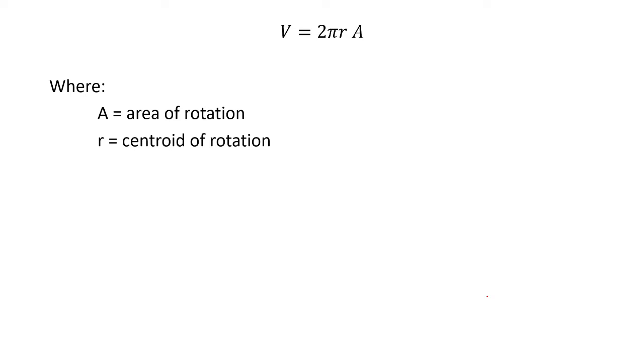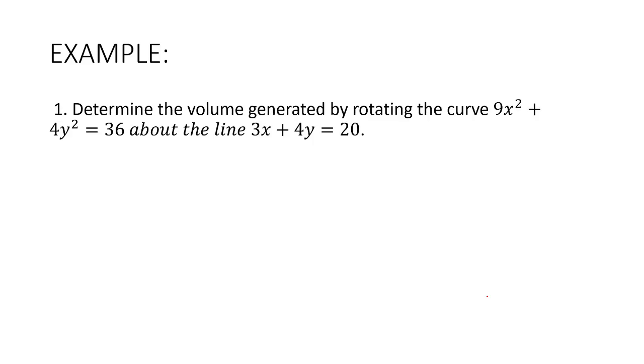So, volume is equal to 2 pi RA, where A is the area of rotation and R is the center of rotation. So, for example, we are going to determine the volume generated by rotating the curve 9x squared plus 4y squared is equal to 36 about the line 3x plus 4y is equal to 20.